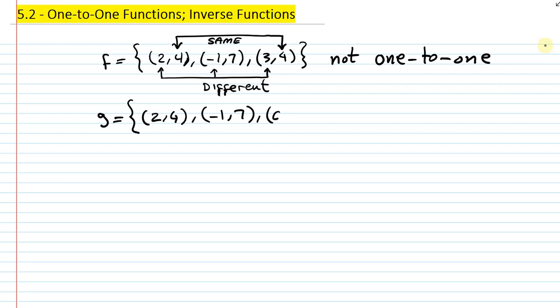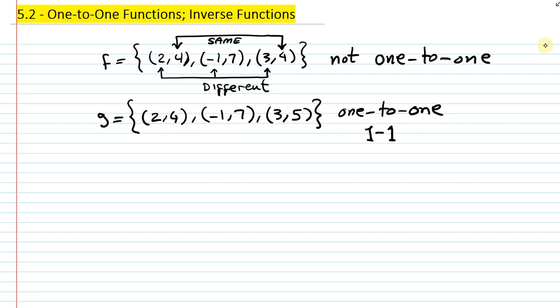So for instance, I could have, I'm going to keep the 3, but I'm going to change 4 to 5 here. So this is a function now. First numbers are different, and the second numbers are all different. So this is a function that is what we call one-to-one. Now the notation for one-to-one, we put 1-1. These are numbers 1. Don't do 1 minus 1 equals 0. We're not doing an operation here. It's just a notation. So that's what a one-to-one function is.